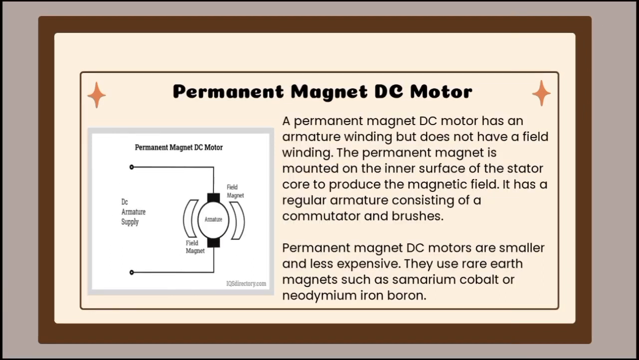Permanent magnet DC motor. A permanent magnet DC motor has an armature winding but does not have a field winding. The permanent magnet is mounted on the inner surface of the stator core to produce the magnetic field. It has a regular armature consisting of a commutator and brushes. Permanent magnet DC motors are smaller and less expensive. They use rare earth magnets such as samarium cobalt or neodymium iron boron.